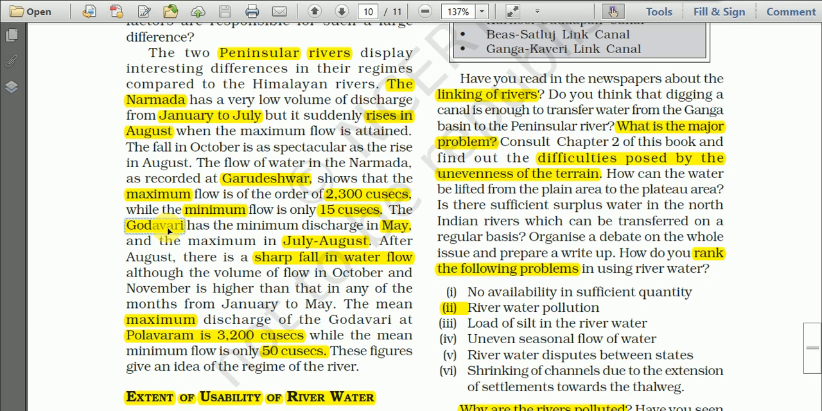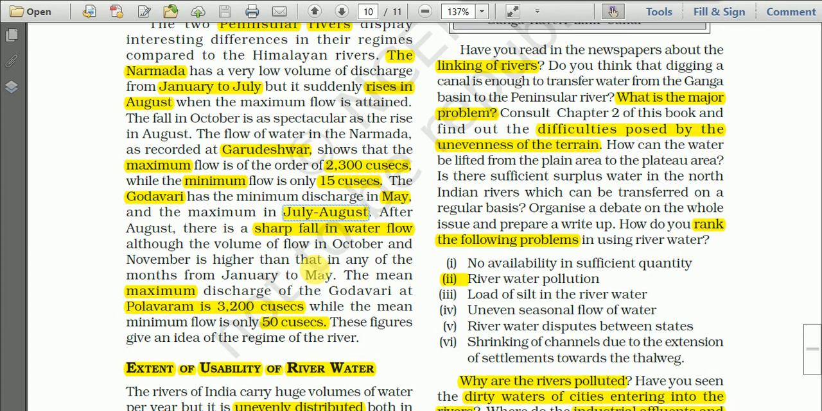The Godavari has the minimum discharge in May, and the maximum discharges in July and August, controlled by rainfall. After August, there is a sharp fall in water flow, although the volume of flow in October and November is higher than that in any of the months from January to May. The mean maximum discharge of Godavari at Polavaram is 3,200 cusecs, while the mean minimum flow is only 50 cusecs. So these are the regimes of important rivers like the Ganga, the Narmada, and the Godavari.